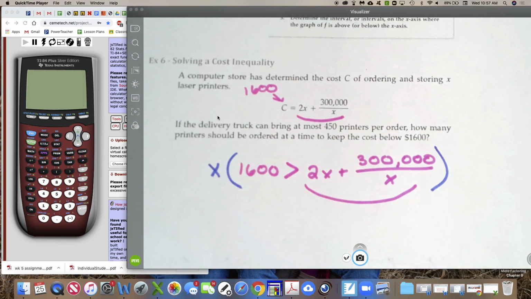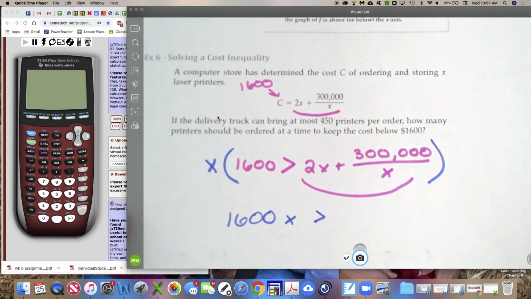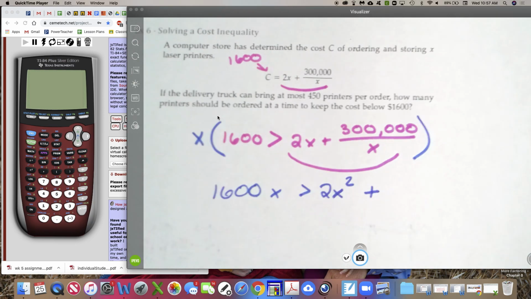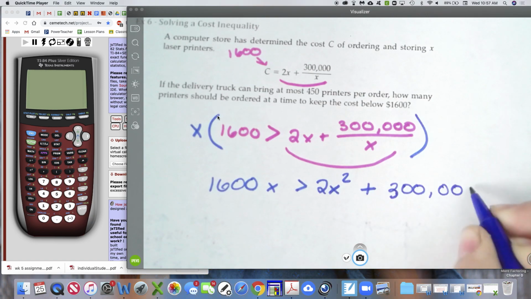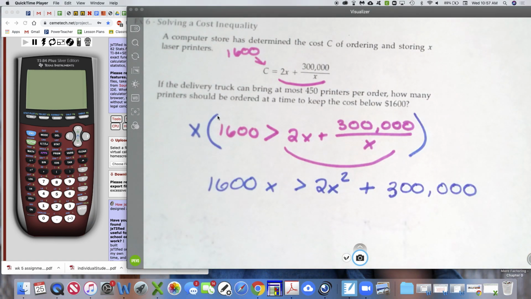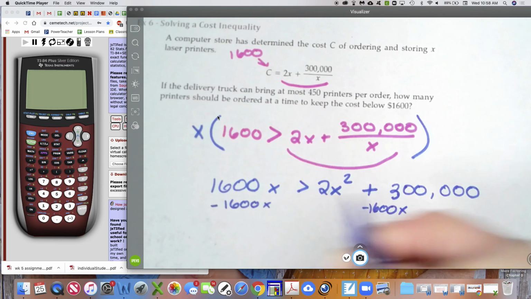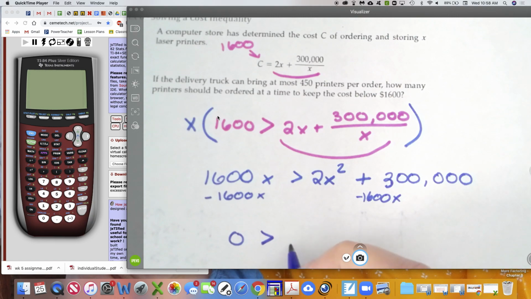So 1,600x is greater than 2x squared plus just 300,000, because the x in the bottom cancels. Now we have a quadratic. But what are we going to do before we plug it into our calculator? We're going to subtract the 1,600x to the other side. Minus 1,600x. He doesn't have a place, so we just shove him in the middle. So 0 is greater than 2x squared minus 1,600x plus 300,000.